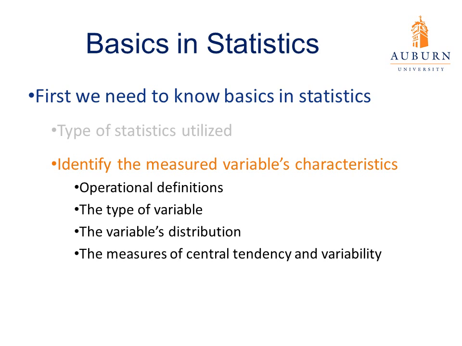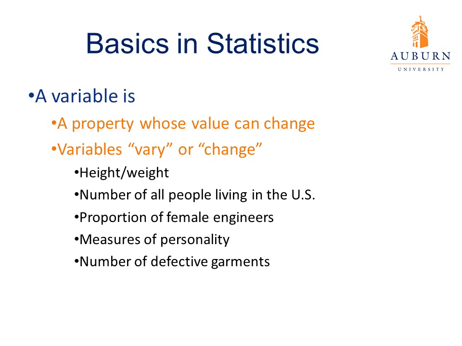Now we're going to talk about the characteristics of the variables that we measure. In particular, we're going to want to talk about operational definitions, the type of variable that we're working with, the distribution of the variables that we measure, and then also the measures of central tendency and variability. Now we won't get through all four of those for this particular lecture. We'll save the last two for later lectures, but we will talk about operational definitions and the type of variables that are being used. Now before we move on, we should talk about what a variable is.